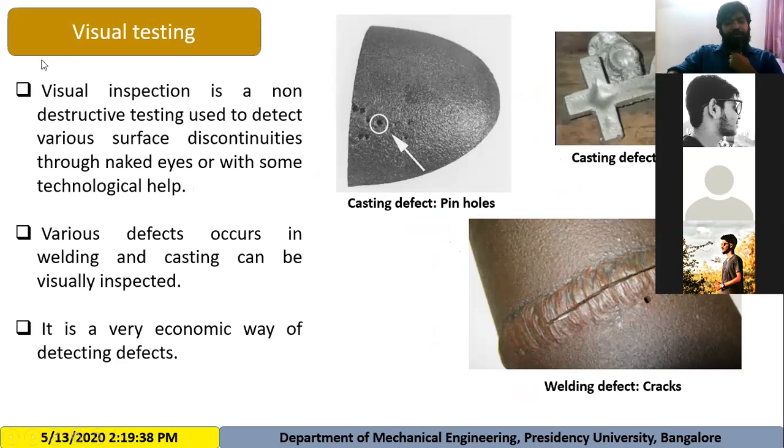So first we are going to see the visual testing. Visual testing means the defects that you can see by your naked eyes. Suppose this is the casting product that you have made and you have seen this defect, pinholes. If you are able to see these defects by your naked eyes, there is no need to perform further tests. You can simply reject this product, or you don't need any sophisticated non-destructive testing method in order to reject this part.